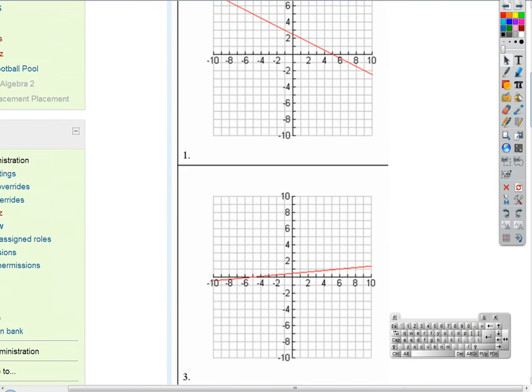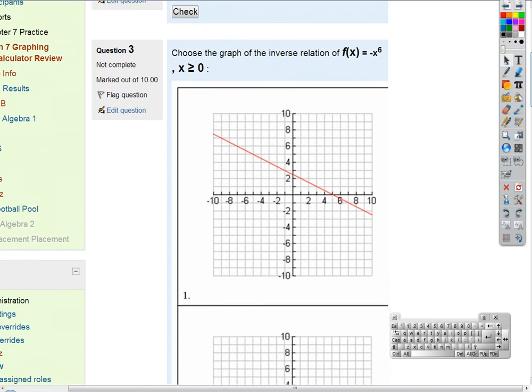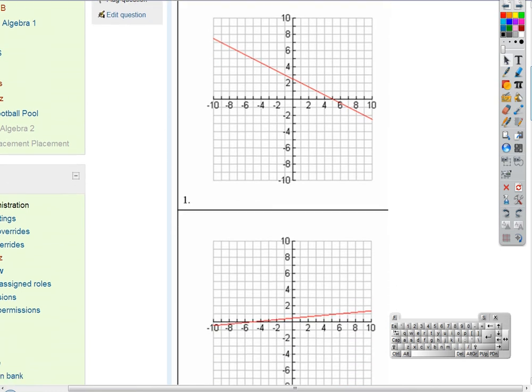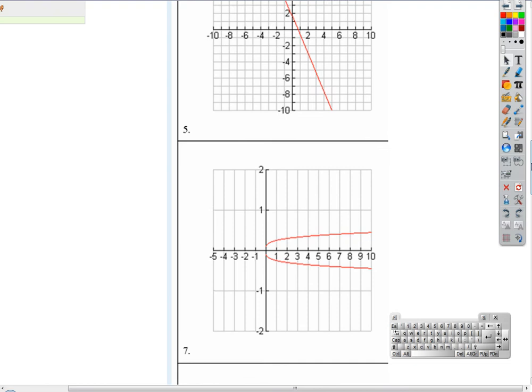Is that it? Pretty close. Let's see. On this one, they want you to choose the graph of the inverse. Okay, I was going to show you a trick on this one, but I don't know if I will. I just think I won't.